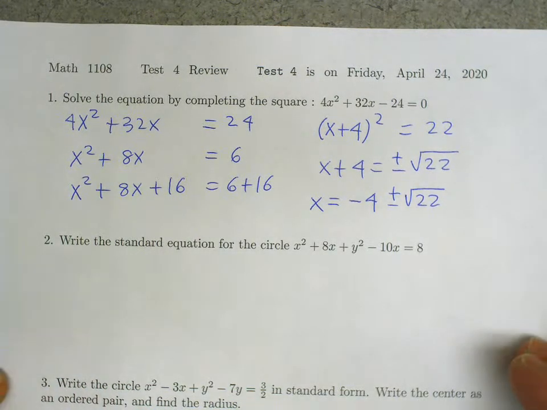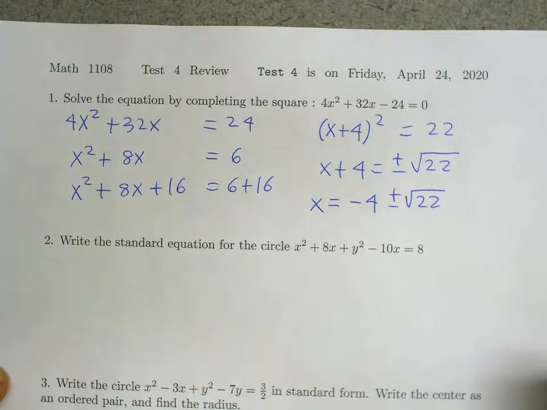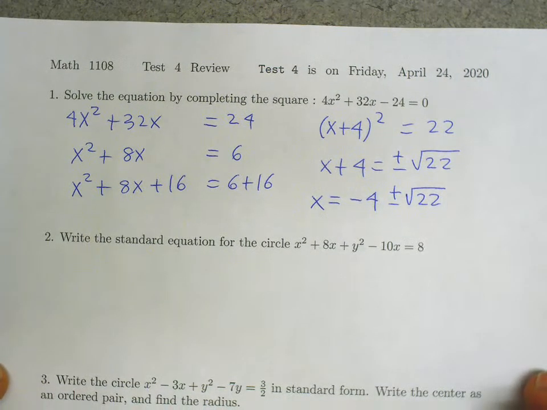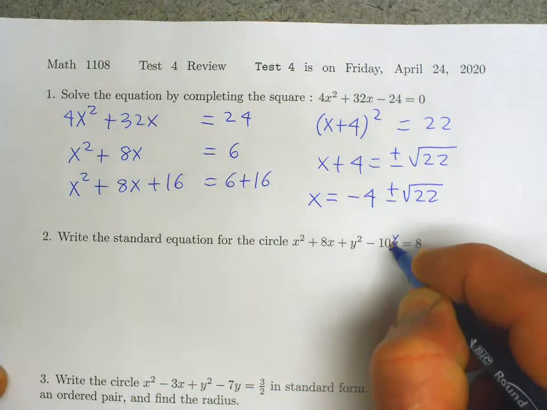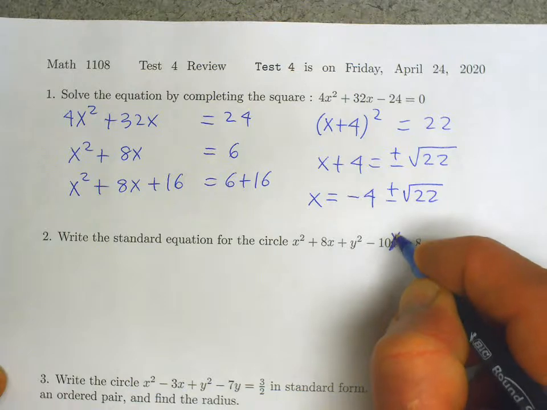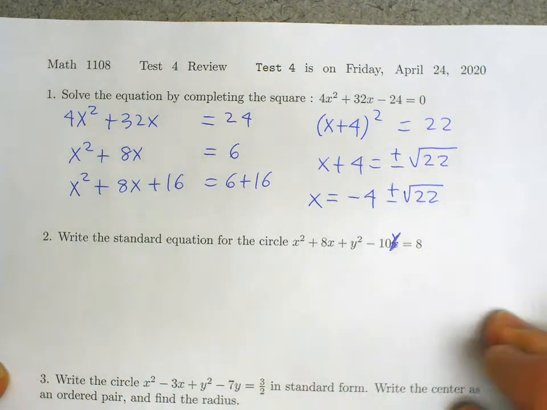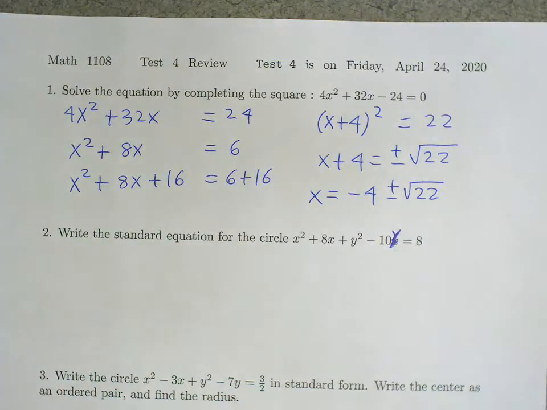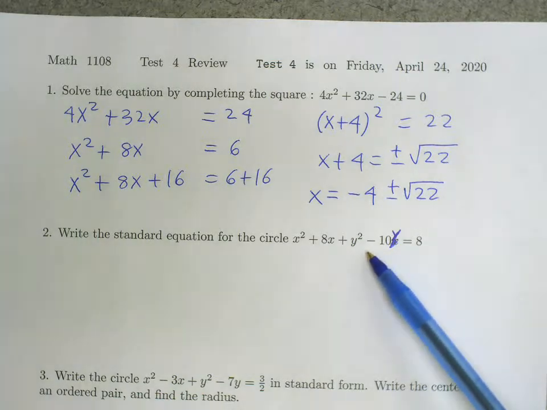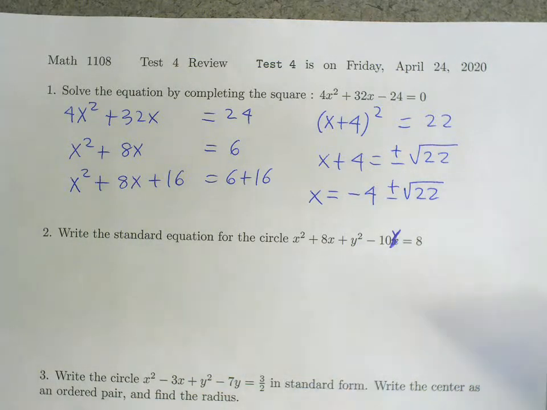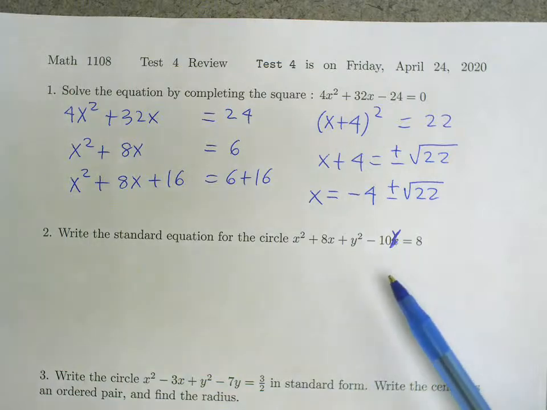Okay, the next problem, number 2, write the standard equation for the circle x squared plus 8x plus y squared minus 10x. Whoops. This should be a minus 10y equals 8. I guess we could have made it work with the minus 10x. We would just get a different circle than the one intended.